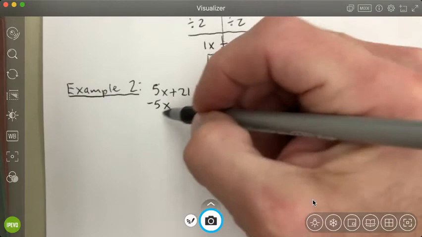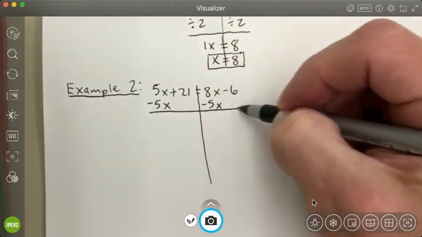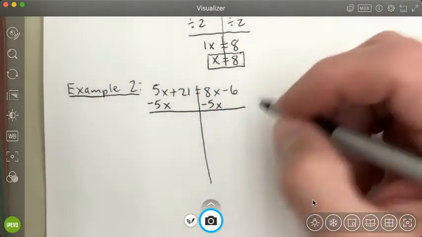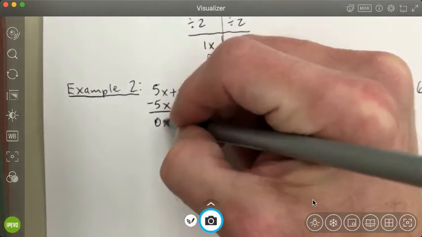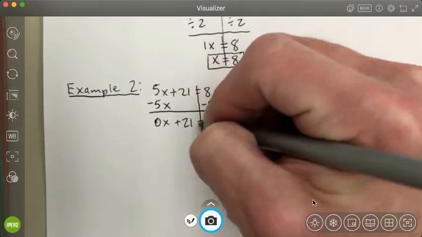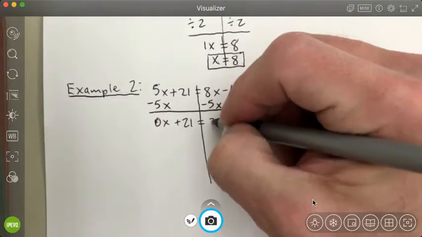I could have easily decided to take away 8x from both sides, which would have been just as true, but I would have been dealing with some negative numbers. Not bad, but a little bit more prone to error.